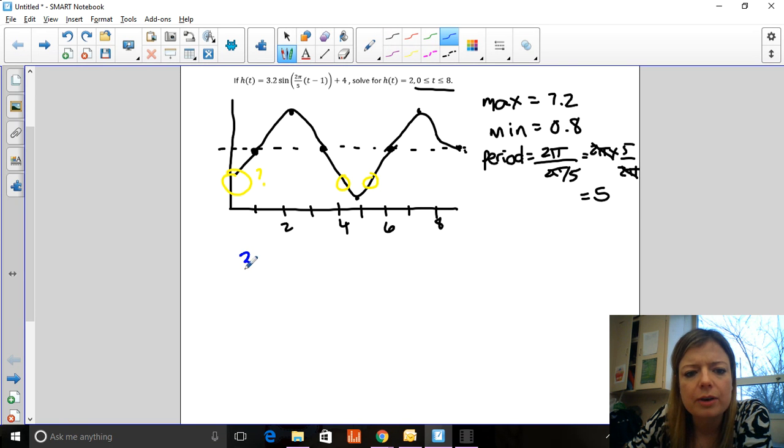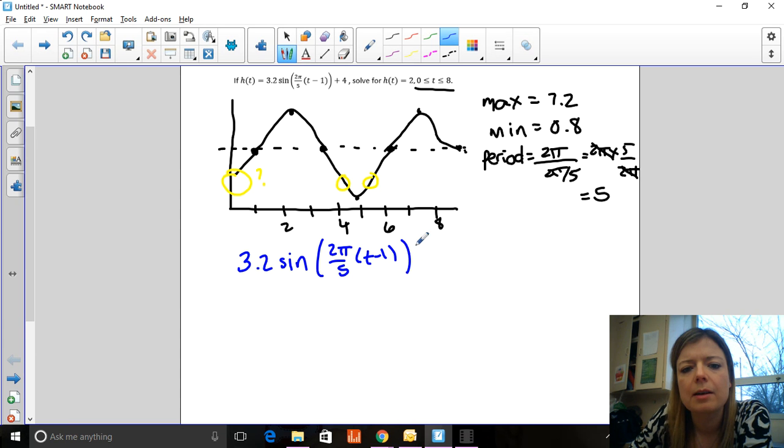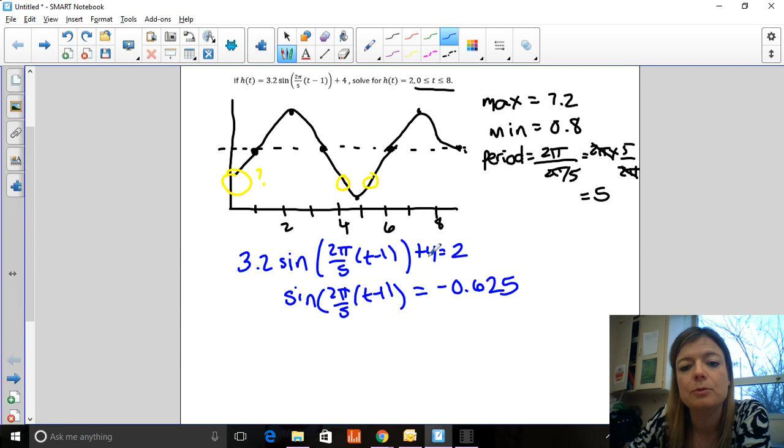So I set my 3.2 sine of 2 pi over 5 times (t minus 1) plus 4 equal to 2. Okay, and now I need to start solving this. So I can move the 4 and the 3.2 over. So I get sine of (2 pi over 5 (t minus 1)) equals negative 0.625 when I subtract 4 and divide by 3.2.